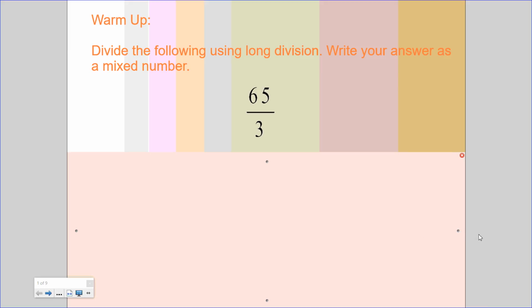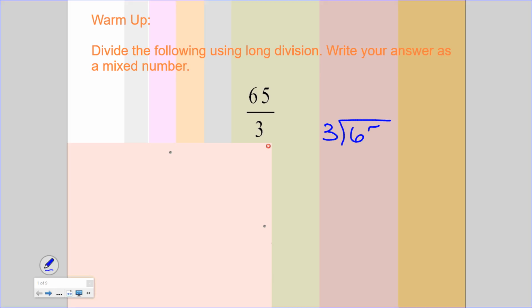Remember that when you set up a long division problem, you're going to put whatever your denominator was on the outside, and whatever your numerator was on the inside. And then you'll go through your long division and ask yourself, okay, how many times does 3 go into 6?